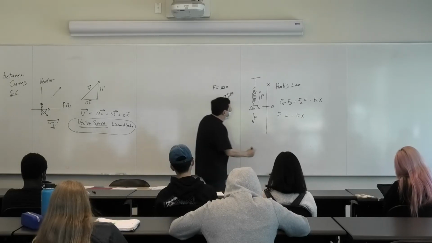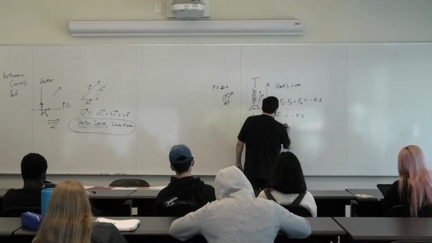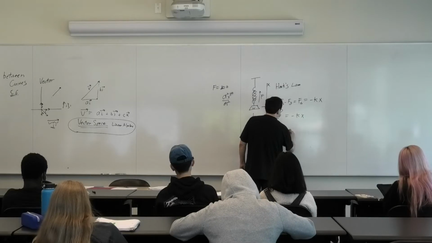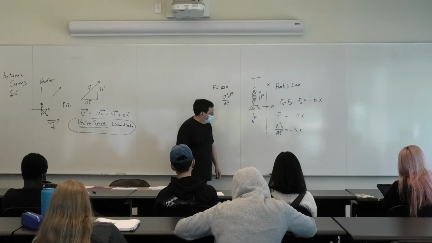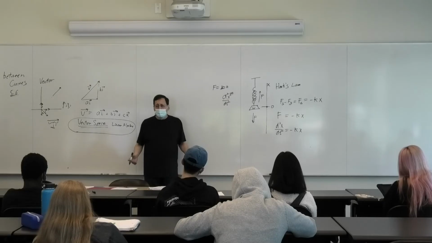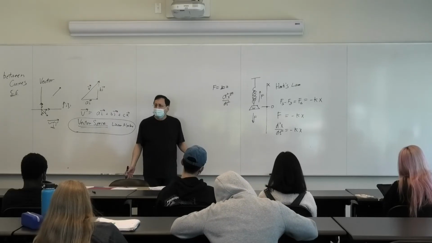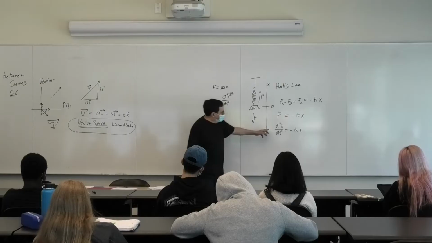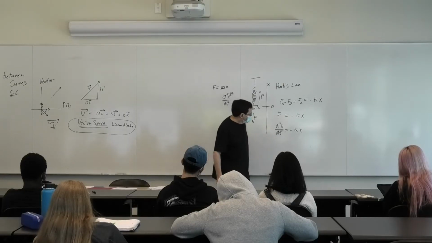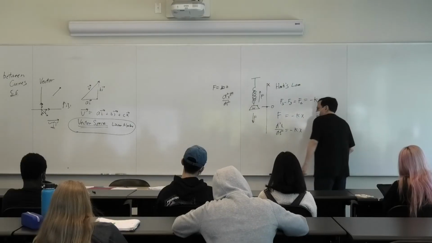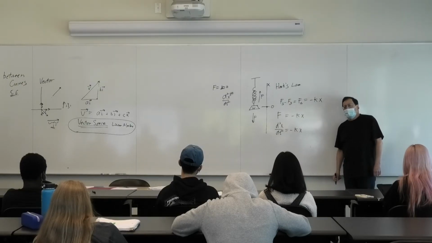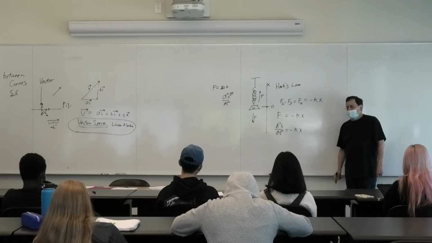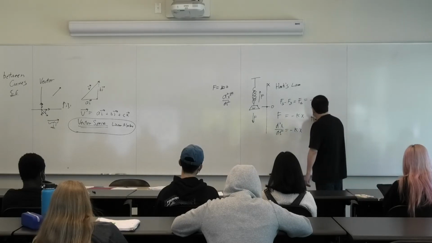So let's write that down. d squared x dt squared. All right, so now we have something new. Now we have an equation, but it involves a derivative. And if you're an engineer or a physicist, maybe if you're an econ major, you're going to run into this. This is called a differential equation.